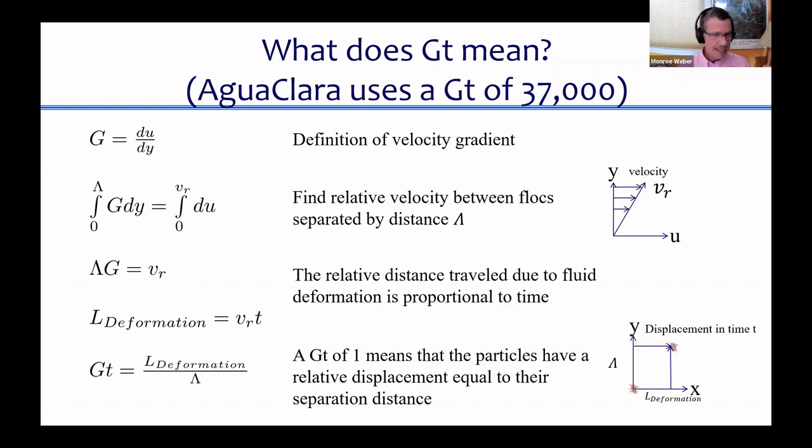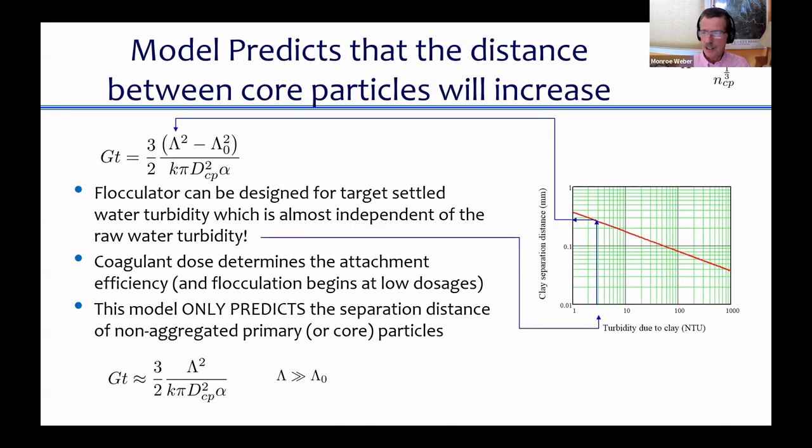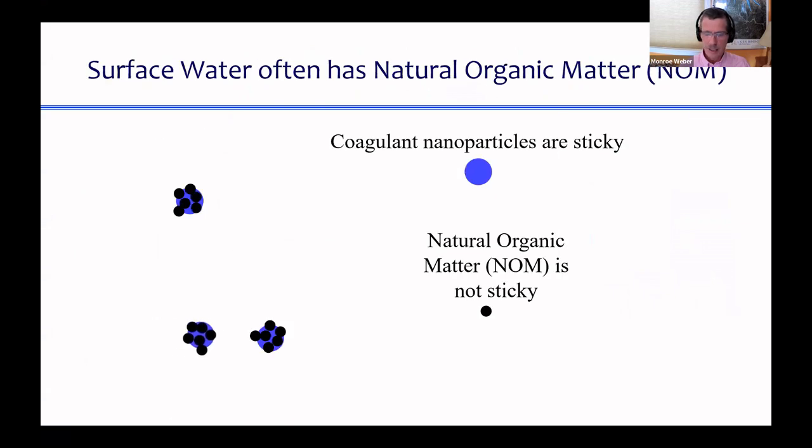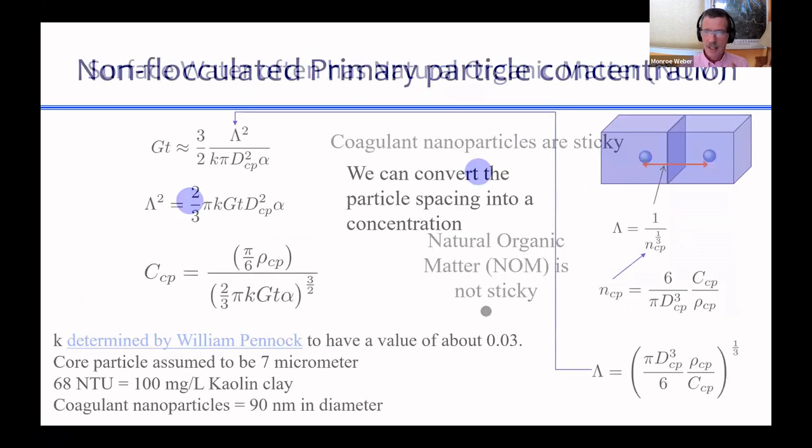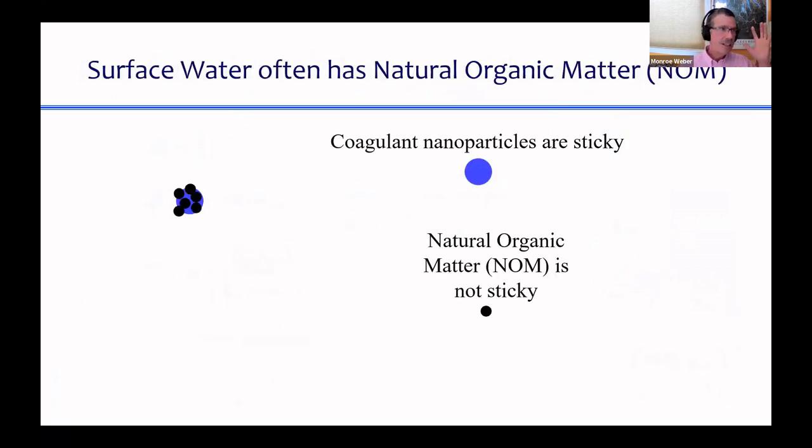Okay, so enough of that. And I'm going to skip some slides because there's just too much to talk about. But here's the next important concept, and that is, in addition to there being some particles that we'd like to stick together and the coagulant nanoparticle that we dose to make them sticky, there's also dissolved organics in the water. And dissolved organics have a huge impact on how flocculation proceeds. And so we can't just ignore this.